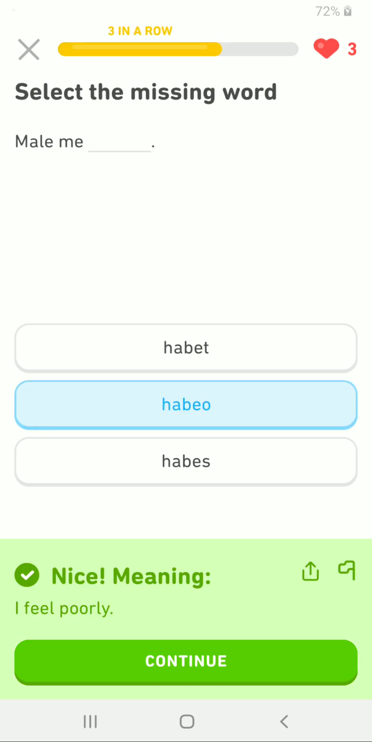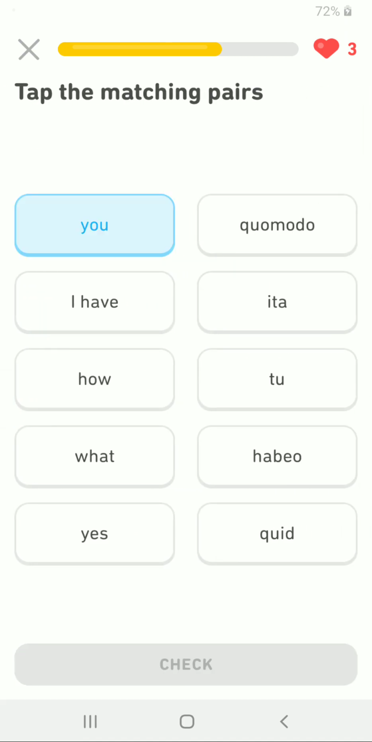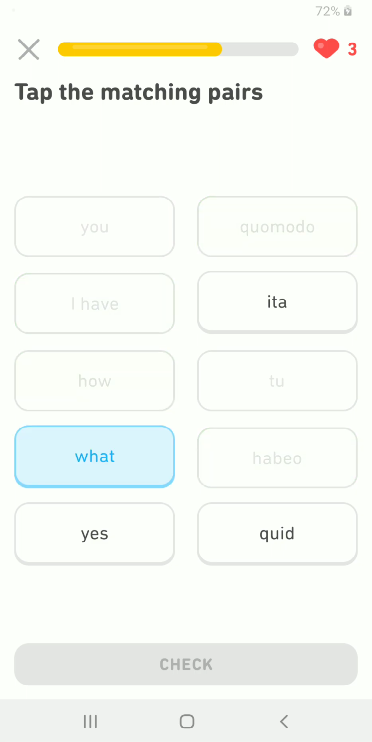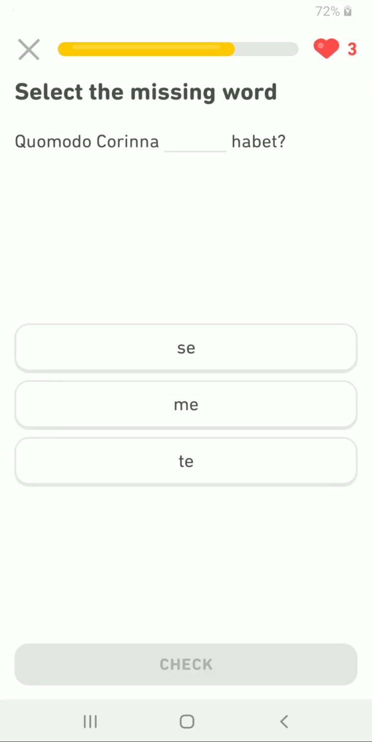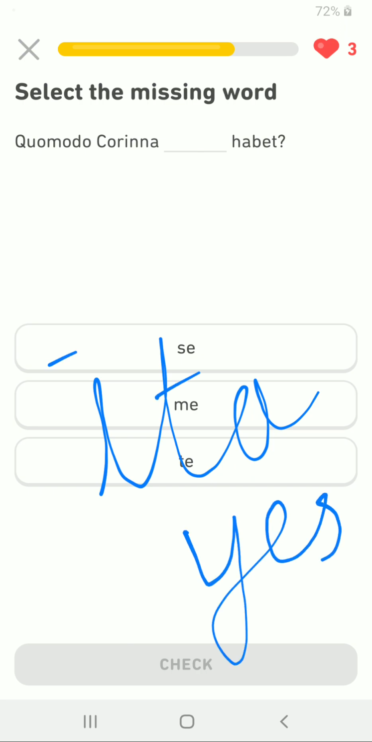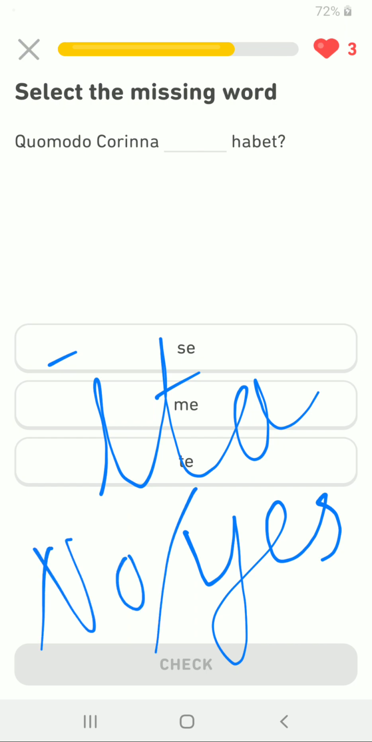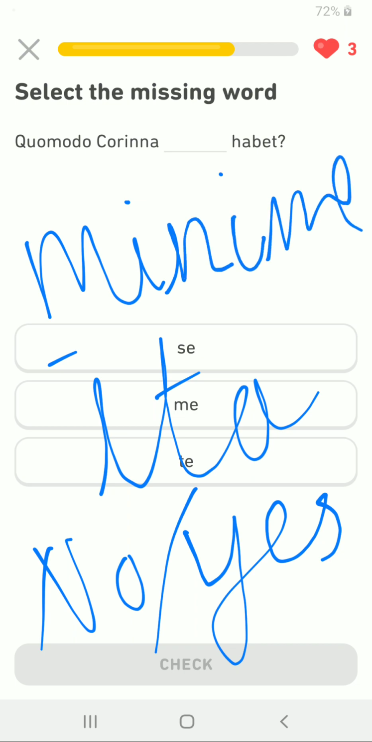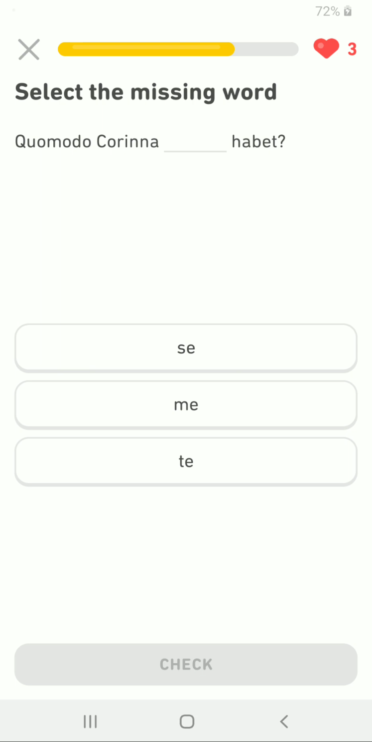I feel poorly, but remember habeo is I have, without the me. Habeo. And you is tu. And I have is habeo. Quomodo. Quid. Ita is yes. So how do you say no? No is non. So that's how you say no and yes.